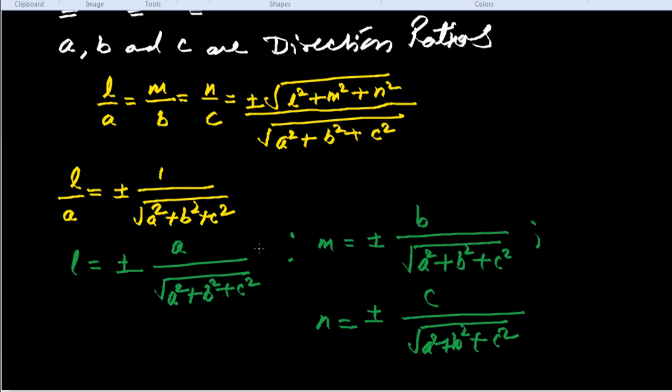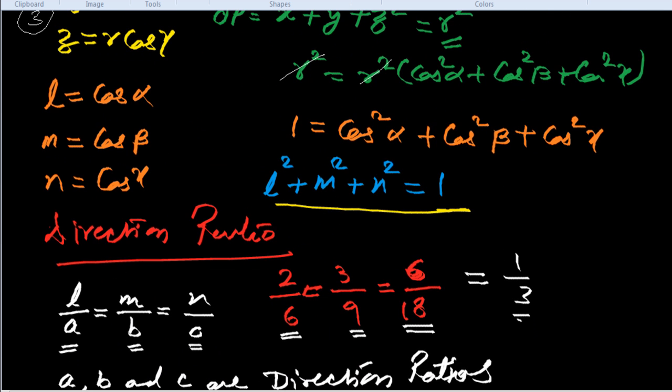This property is very useful to differentiate direction ratio and direction cosine. If they have given only a direction, and have not mentioned whether it is cosine or ratio, you could put the values here in l square plus m square plus n square, and if we get 1, then these are direction cosines, otherwise these are direction ratios.